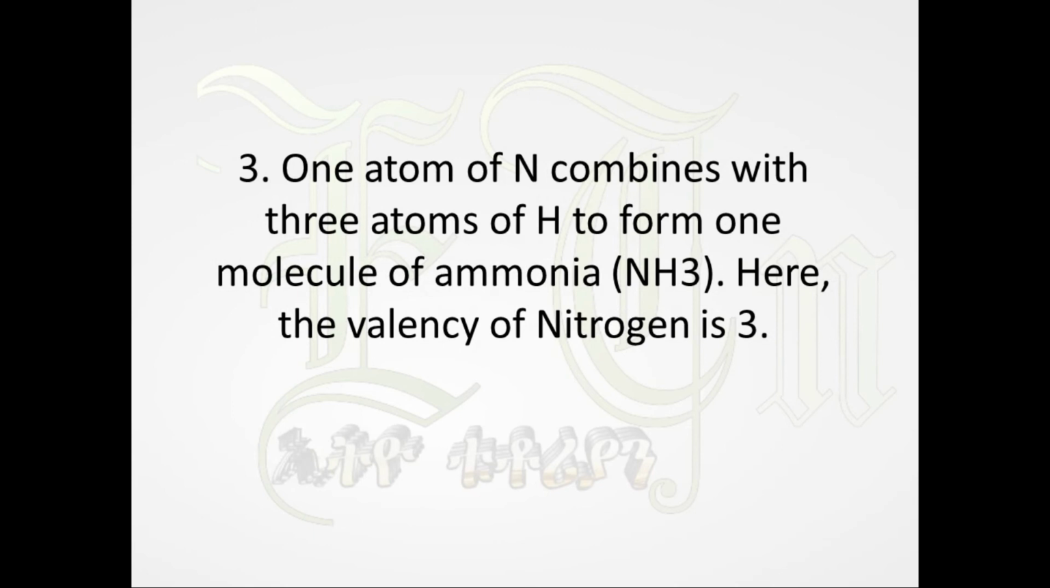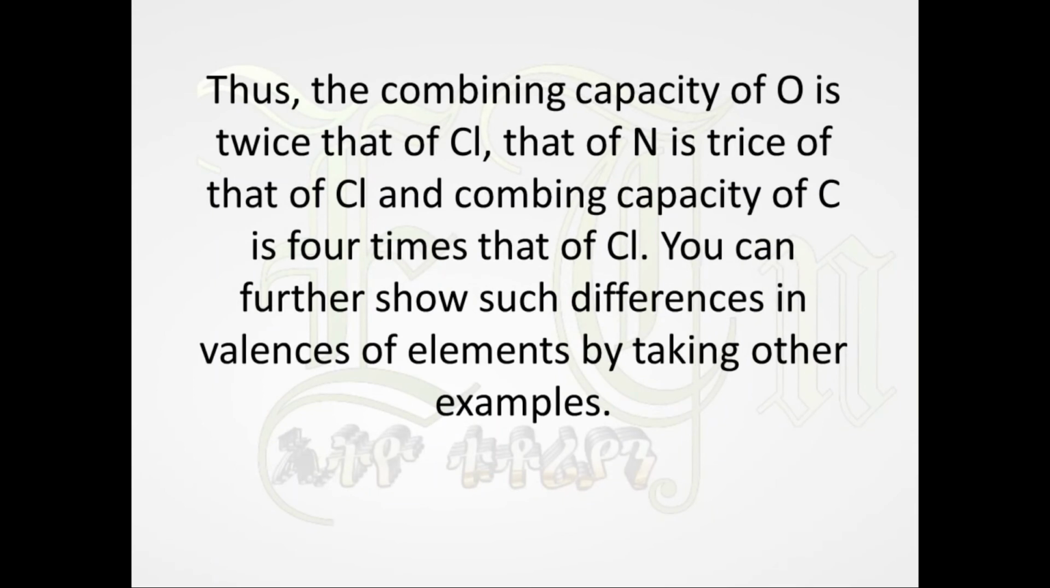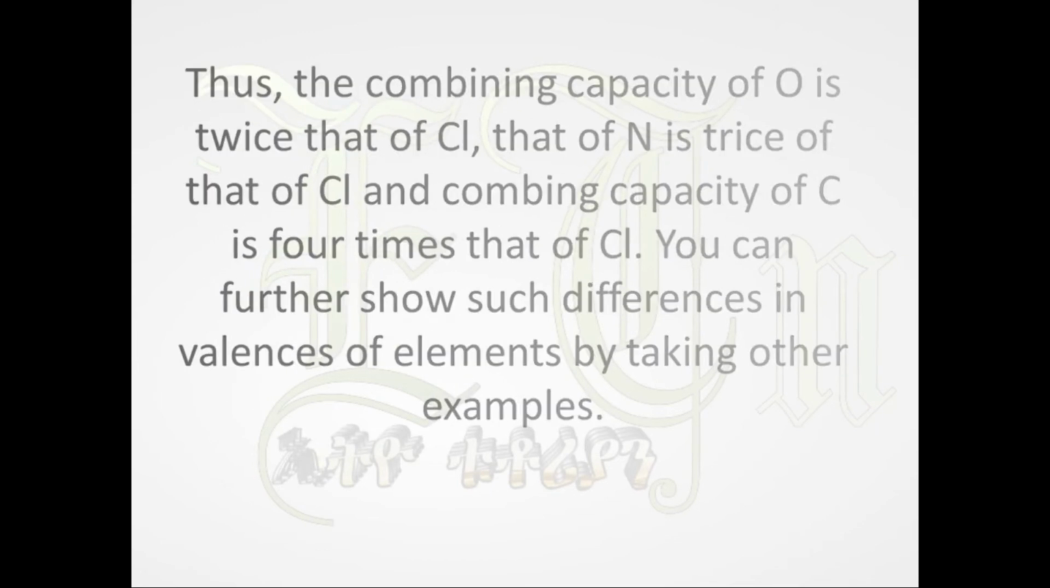3. One atom of N combines with three atoms of H to form one molecule of ammonia, NH3. Here, the valency of nitrogen is 3. 4. One atom of C combines with four atoms of H to form one molecule of methane, CH4. The valency of carbon is 4. Thus, the combining capacity of O is twice that of Cl, that of N is thrice that of Cl, and the combining capacity of C is 4 times that of Cl. You can further show such differences in valencies of elements by taking other examples.